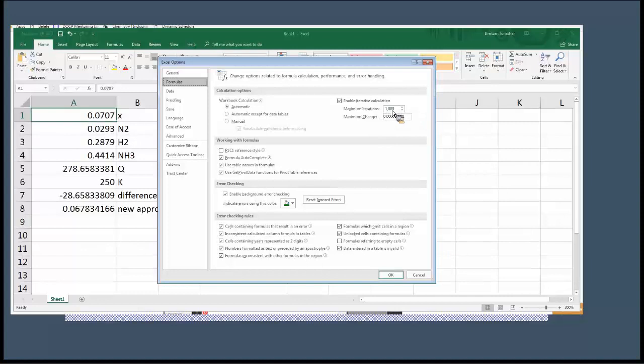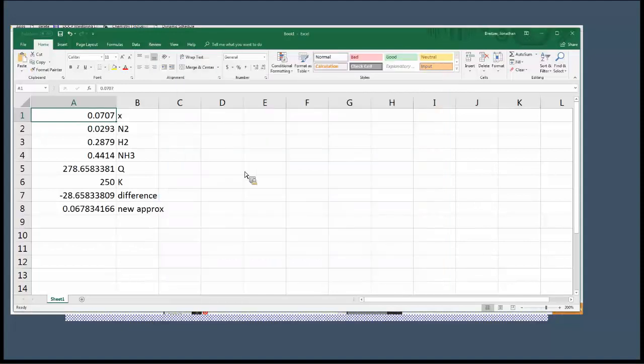And the maximum change I put as 10 to the minus 9. It has to be some non-zero number here, so it doesn't get stuck. So this number has a limit of 32,767, and the maximum change you can put as small as you like, but I put 1e minus 9. You should know what that means. And then you click OK. And I put these limits in there so it doesn't get stuck doing this forever.